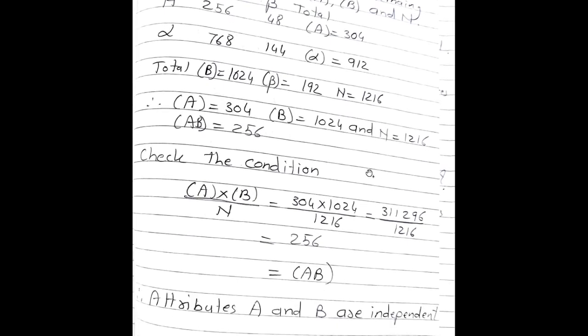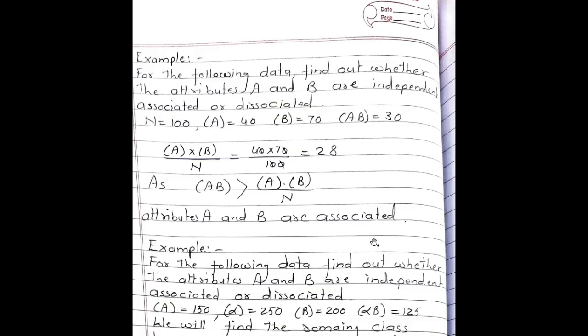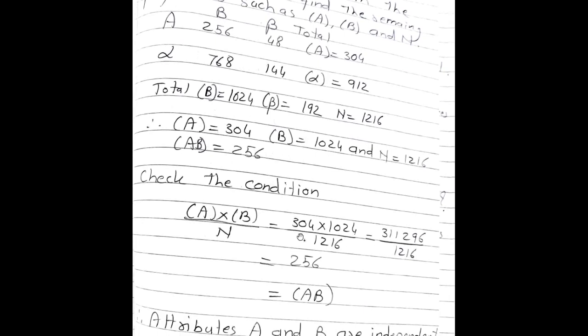So we'll check the condition. Frequency of A into frequency of B upon N. So 304 into 1024 divided by 1216. If you calculate the value, so 304 into 1024 upon 1216, the value is coming as 256, which is equal to AB.